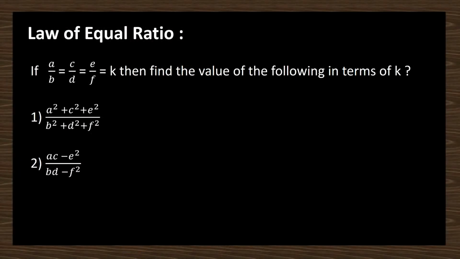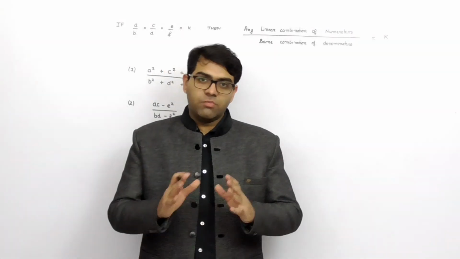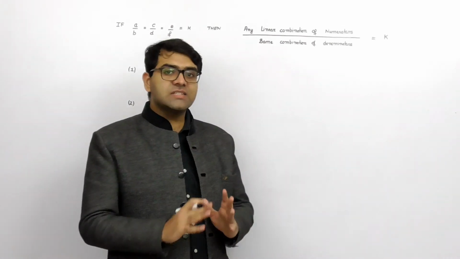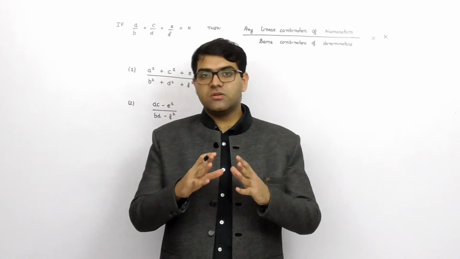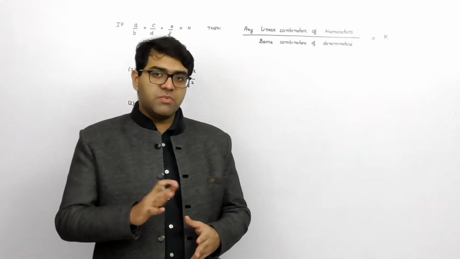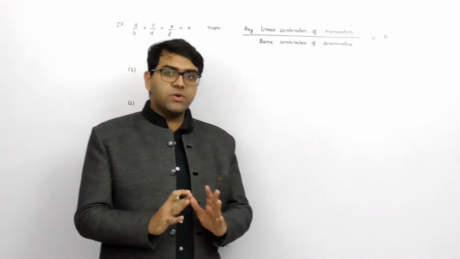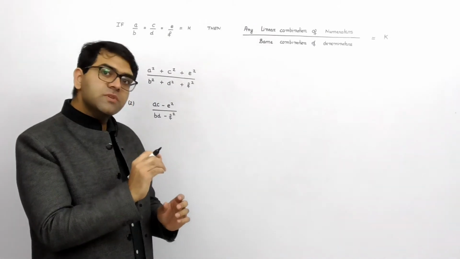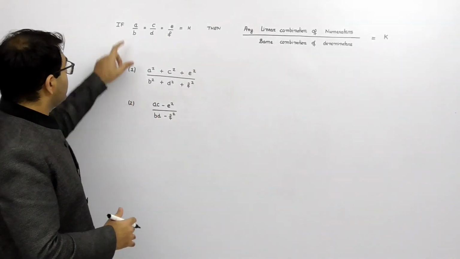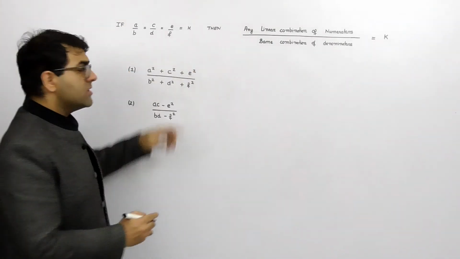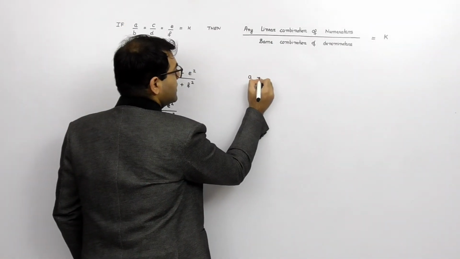If a by b equals c by d equals e by f equals k, then find the value of the following in terms of k. Now, before you dismiss this example by saying that yahan pe to terms ka power 2 hai, yahan pe law of equal ratio nahi lagega, before you do that, I would want you to try solving the question from the basic concept of ratios. If a by b equals k, then a can be expressed as bk.